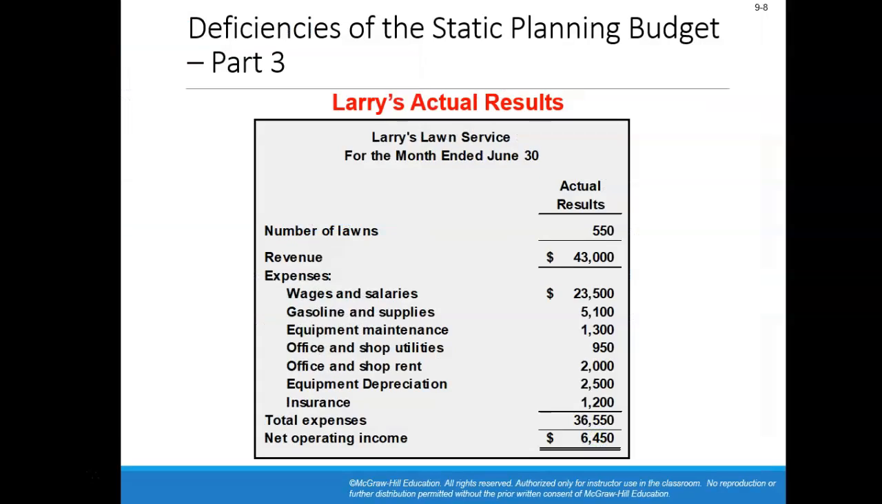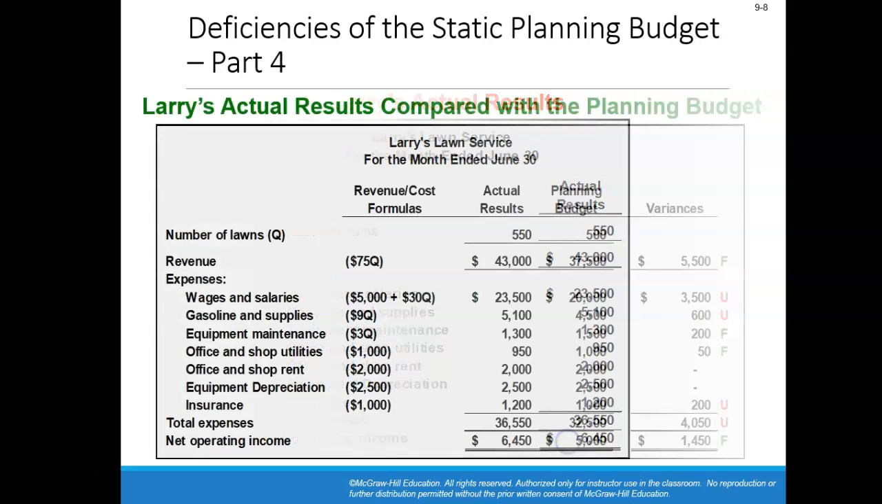Now, let's take a look at the actual income statement for the month of June. So we actually cut 550 lawns. This is showing the actual revenue that was earned for the month of June, and these are the actual expenses that took place during the month of June. So we had a net operating income of $6,450.